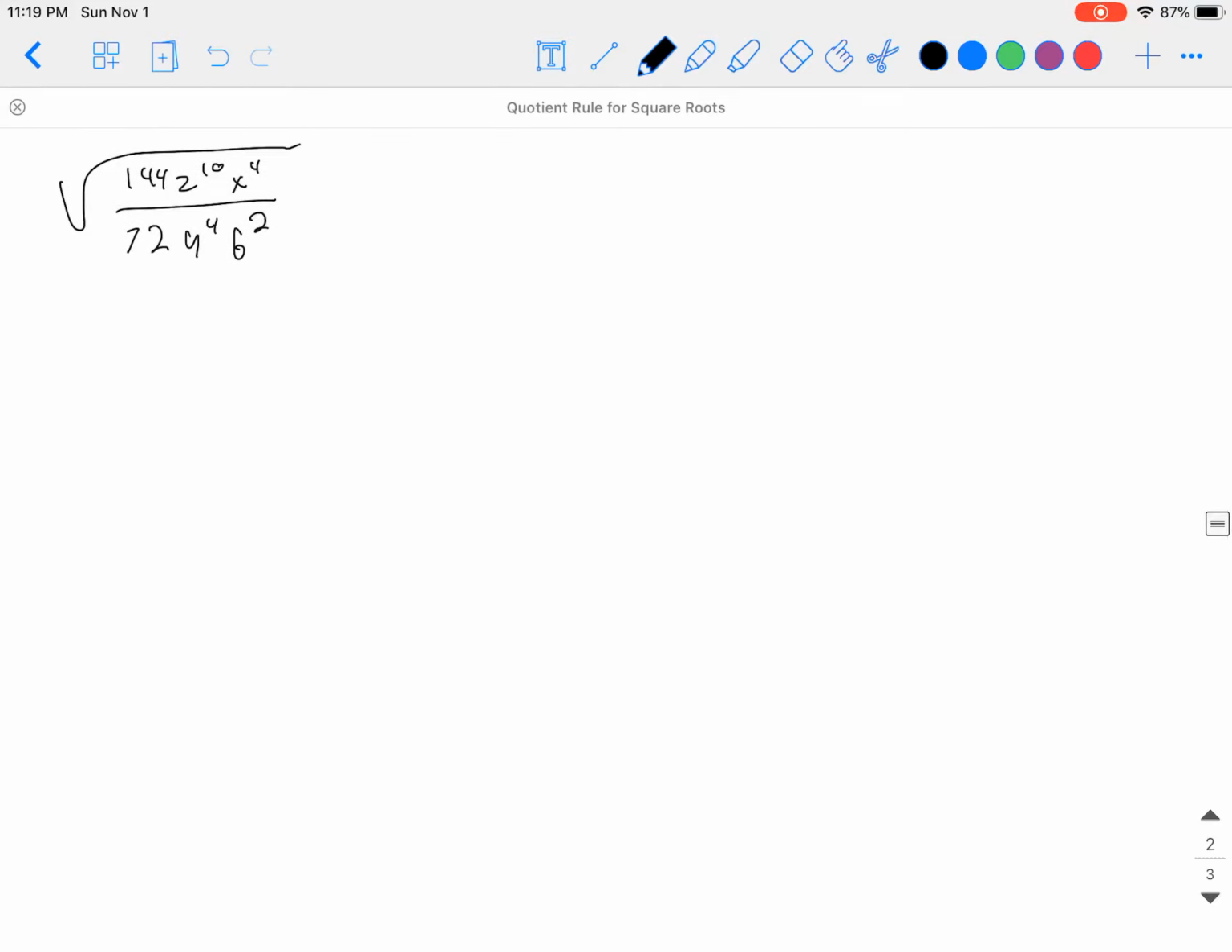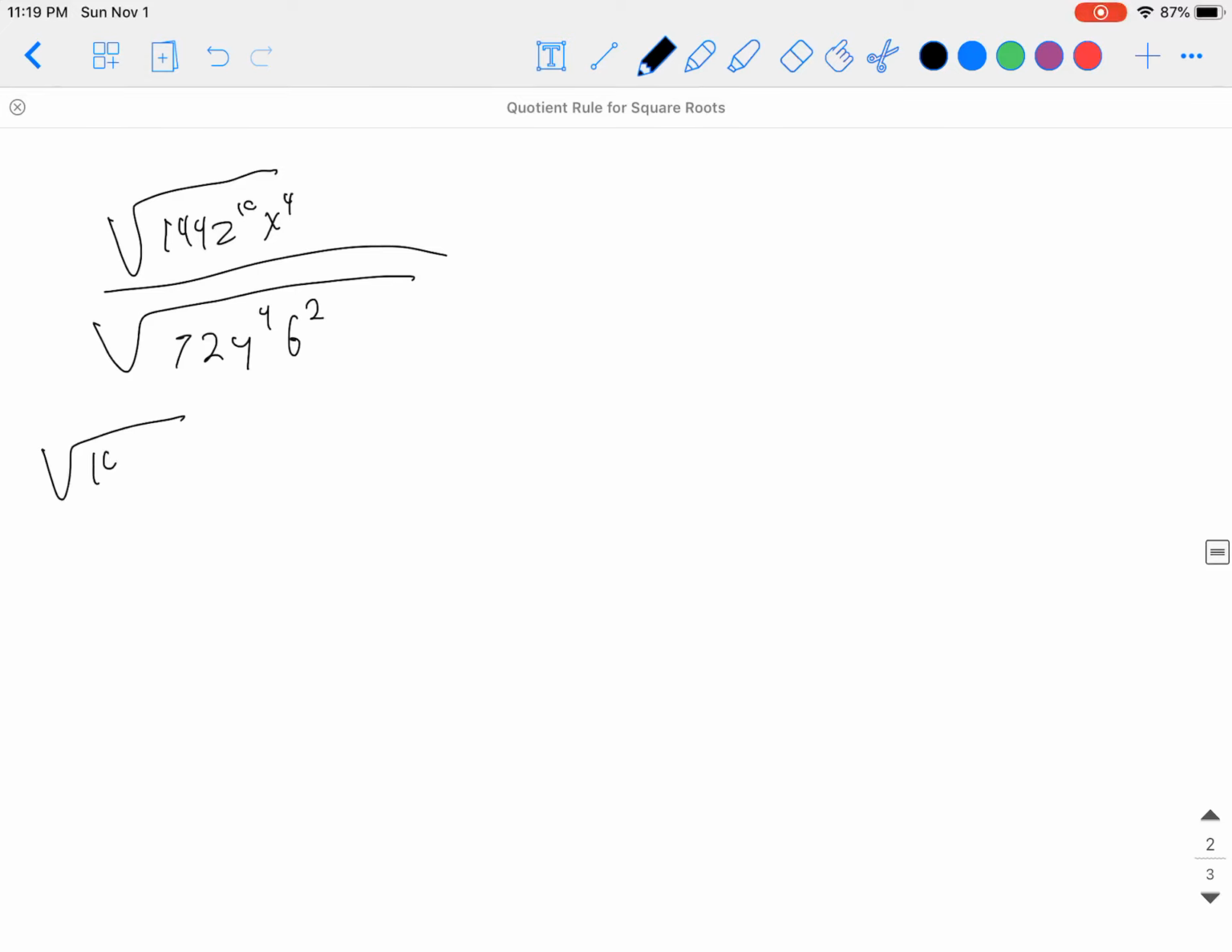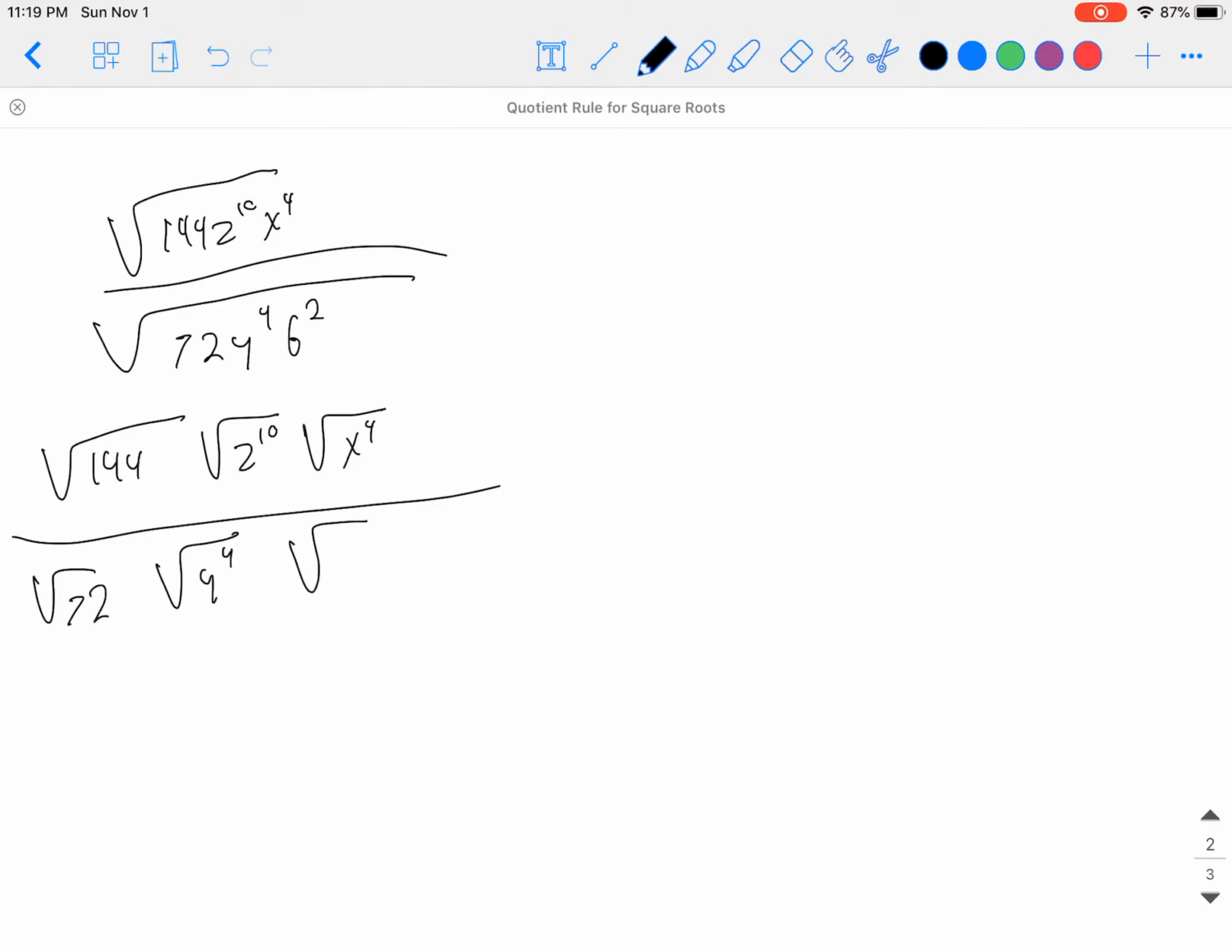So the first thing we're going to want to do is see if we can simplify it at all. We have no variables we can simplify since all the variables are different. We could simplify the real numbers, but we're just going to leave this as is for now. So if we use the quotient rule from above, we can write this as the square root of 144 z to the 10th x to the 4th divided by the square root of 72 y to the 4th b squared. Now using the product rule, we have root 144 root z to the 10th root x to the 4th over root 72 root y to the 4th root b squared.